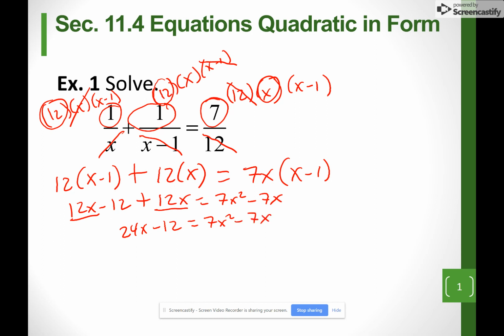I see where the x squared is positive, and I'm going to move everything to that side. So minus 24x plus 12. So I have that 0 is equal to 7x squared minus 31x plus 12. So now here we got choices. We can solve it by factoring, like the way we know it, or I'm gonna solve this by using the quadratic formula. I know my a is 7, my b is negative 31, and my c is 12.